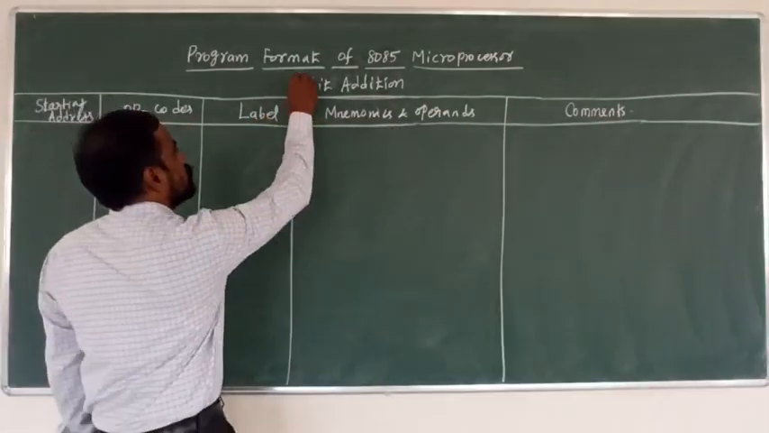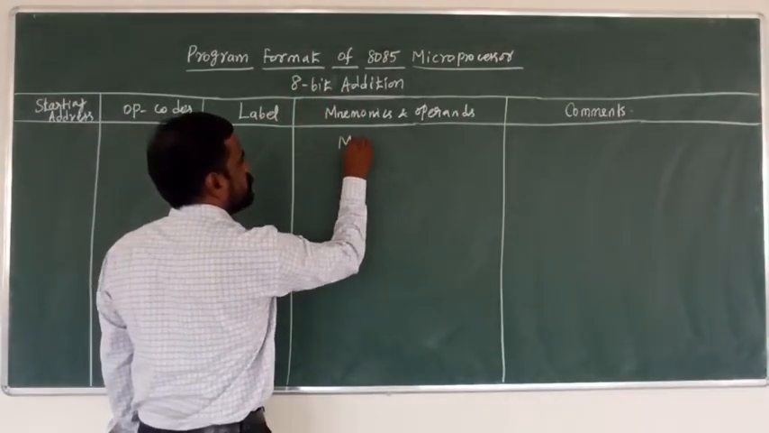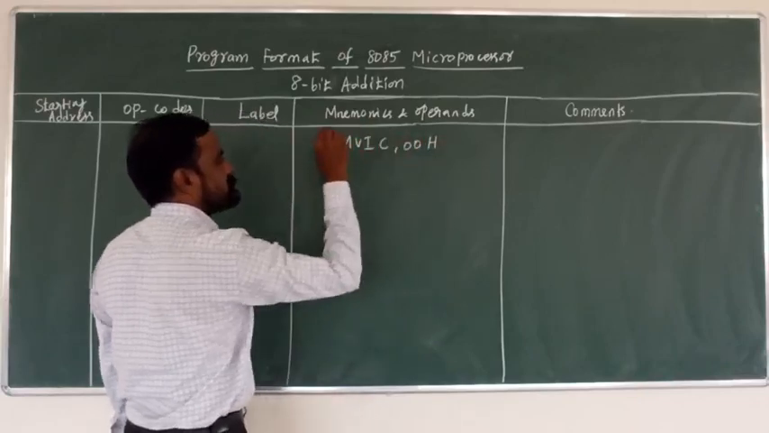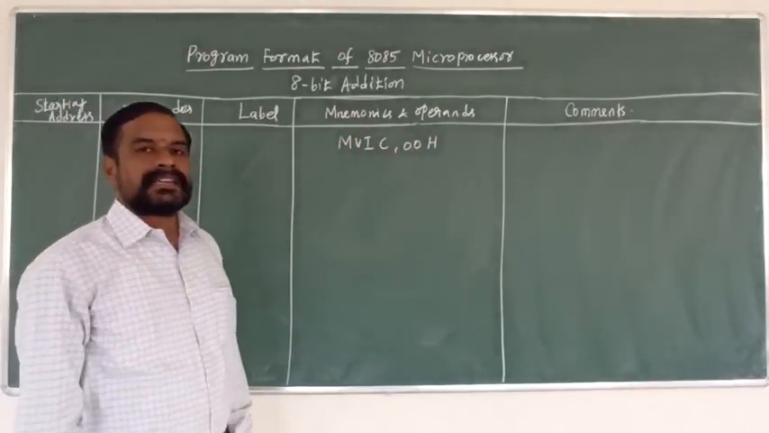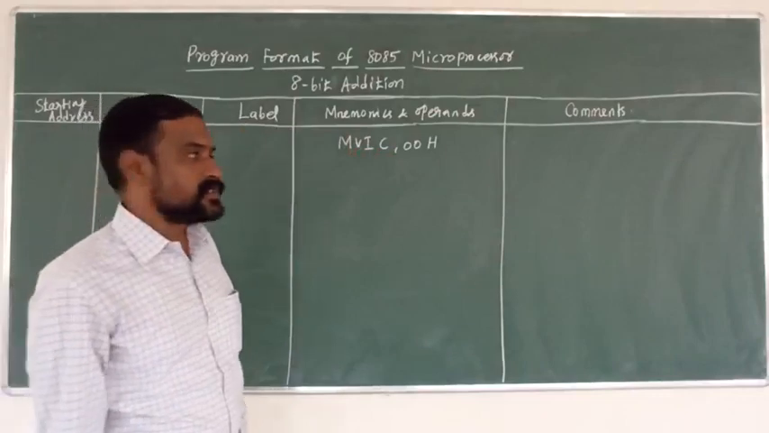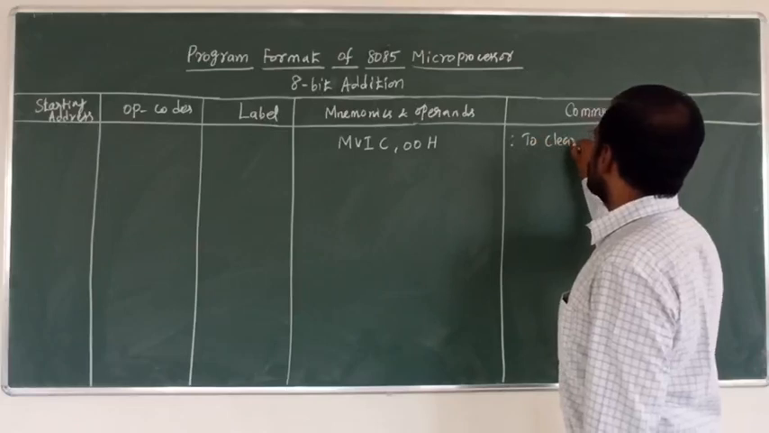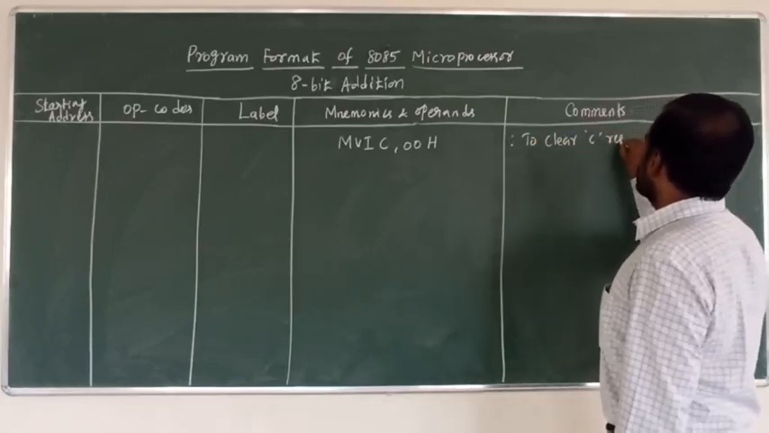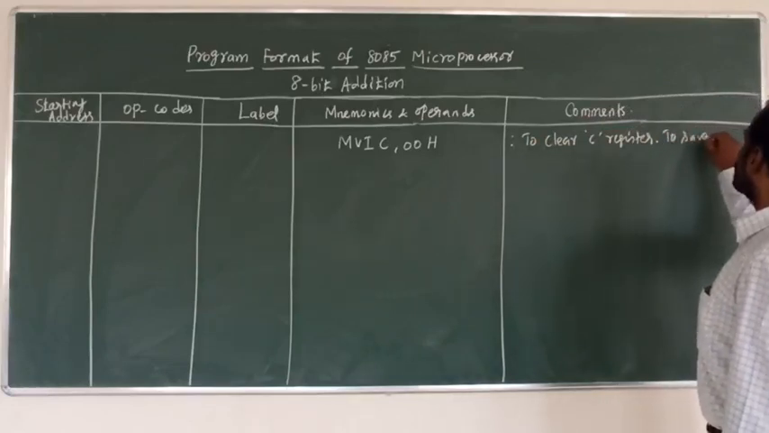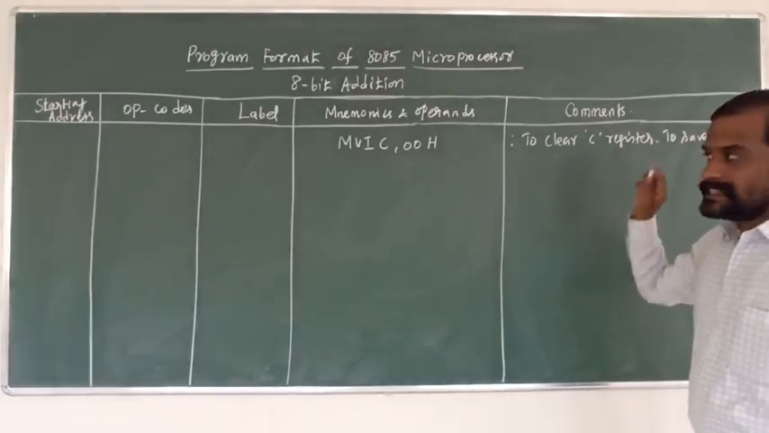Now to write the program for 8-bit addition, first MVI C, 00H. This is to save the carry. For that, to clear the C register, 00, and the comment is to clear the C register to save carry. Now to write like this.